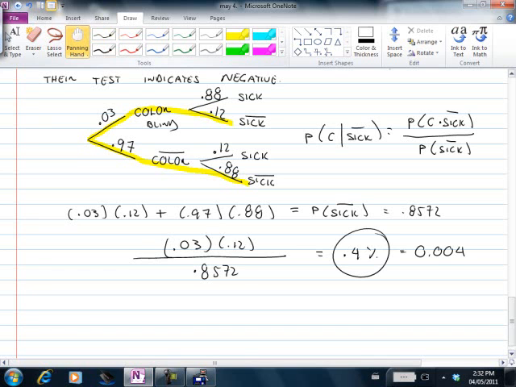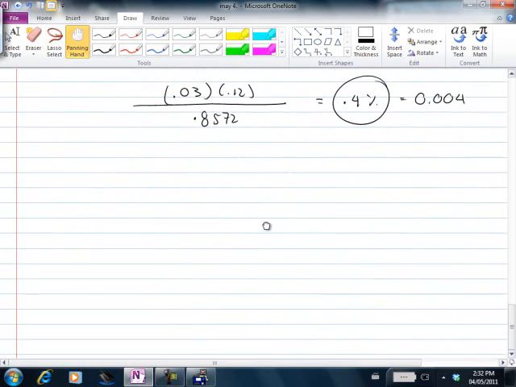Guys, gals, that's your medical question. One last question, and that's it for today. 0.004? That's 0.4%. Oh, please. That's why you're in Math 12.